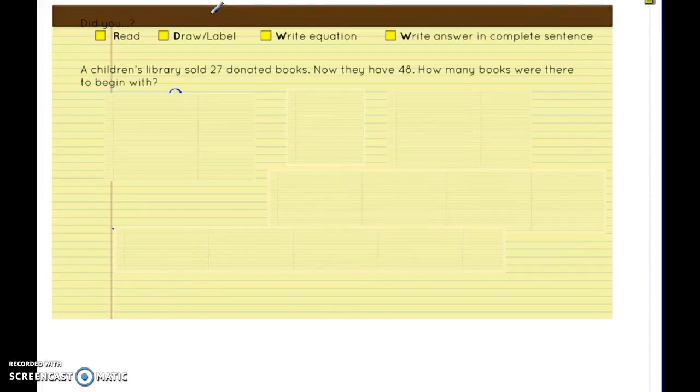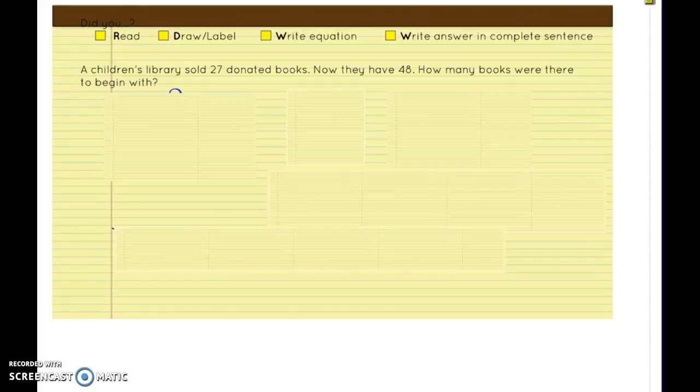Let's take a look at today's problem. When we're solving today, we're going to use the RDW strategy. RDW, first we have to read the problem and find out what it wants to know. So would you please whisper read the problem with me as I read it to you.